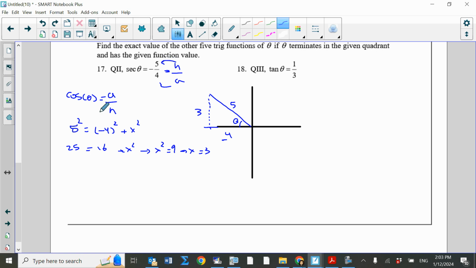Now I can find the value of all trig functions. Sine of theta is opposite over hypotenuse. It's 3/5. Notice that this 3, because it's on the top side of the x-axis, it's positive. Cosine of theta is adjacent over hypotenuse. Tangent of theta is opposite over adjacent.